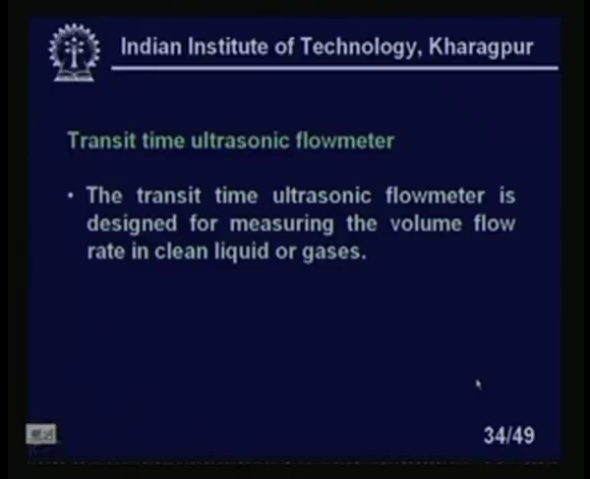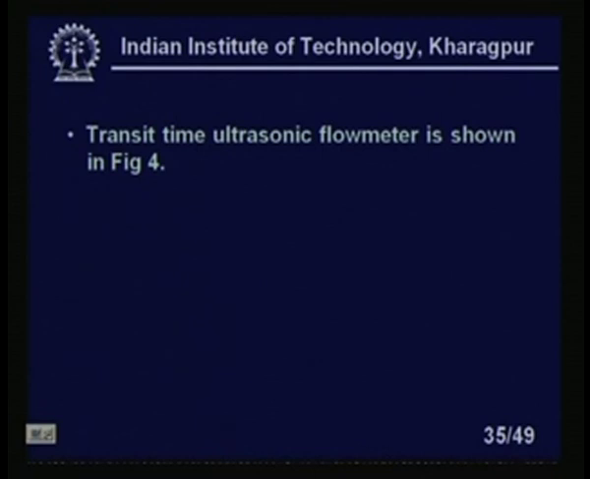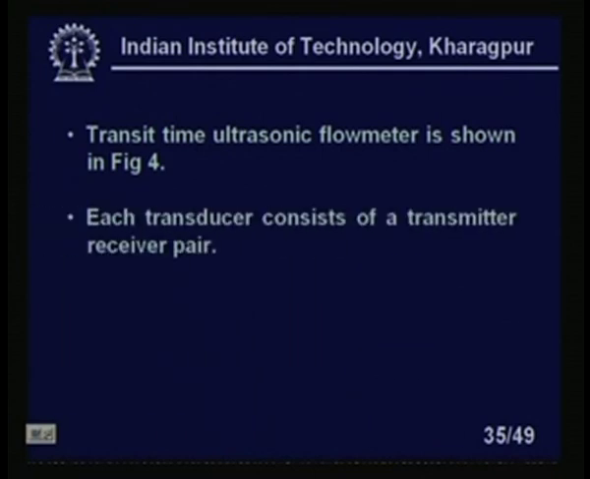The transit time ultrasonic flow meter is designed for measuring the volume flow rate in clean liquids or gases. This again is the problem: in one case you need dirty liquids and in another case you need clean liquids or gases. If the liquid is dirty, we cannot make the measurement. It consists of a pair of ultrasonic transducers mounted along an axis aligned at an angle theta with respect to the fluid flow axis. It will be more clear once you see the diagram. The transit time ultrasonic flow meter is shown in figure 4.